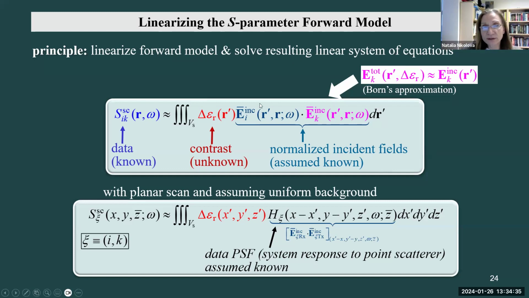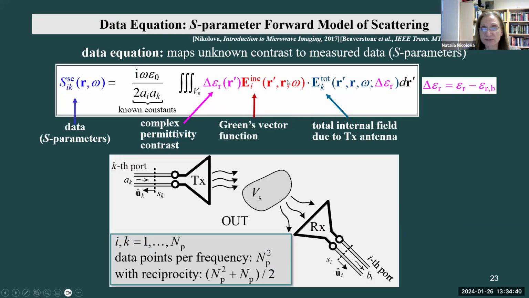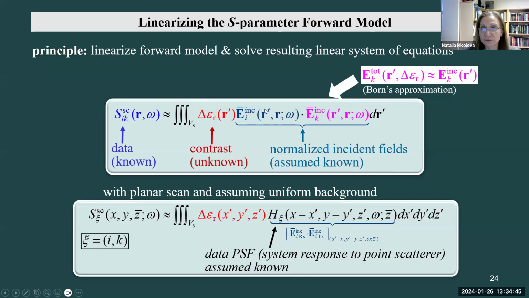And in order to linearize this forward model of scattering, let me go back and remind you that these fields are divided by known constants, so we refer to them as normalized fields. So this is the incident field, our Green's function, but that one is supposed to be the total field. But we are going to make an approximation. We are going to replace it with the incident field of the transmitting antenna, which is known as the Born approximation. And now I have a linear integral equation in the unknown contrast.